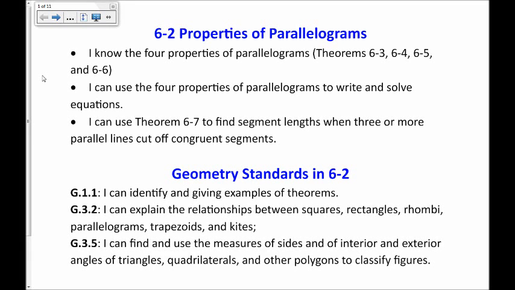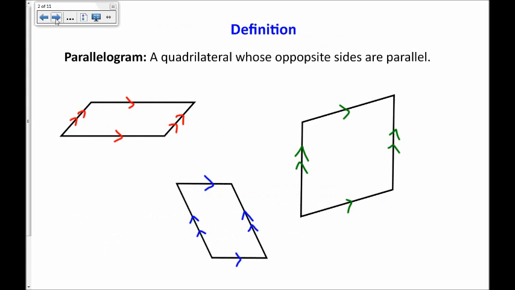This video is about the properties of parallelograms, and we'll be talking about 4 properties that you need to know and be able to use. First, the definition of a parallelogram. A parallelogram is a quadrilateral whose opposite sides are parallel. Okay, it's easy to remember because it's a parallelogram. Okay, the opposite sides are parallel.